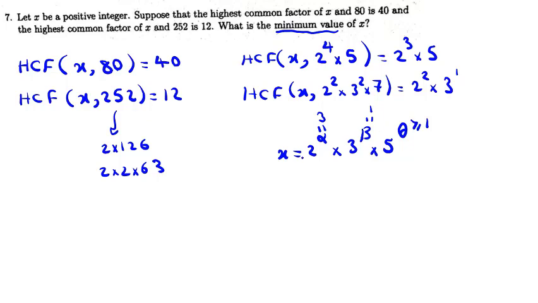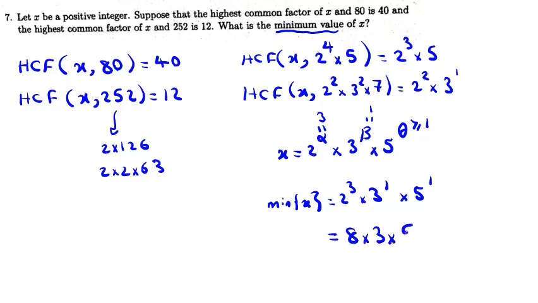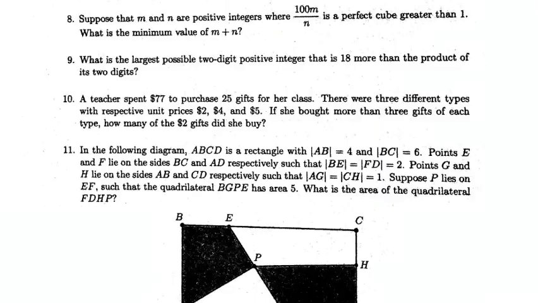So because we want the minimum, x equals 2 cubed times 3 to the power of 1 times 5 to the power of 1, because theta is at least 1. It will be 8 times 3 times 5. 8 times 5 is 40, 40 times 3 is 120. And x is a positive integer, so the minimum x equals 120, and the answer is this.